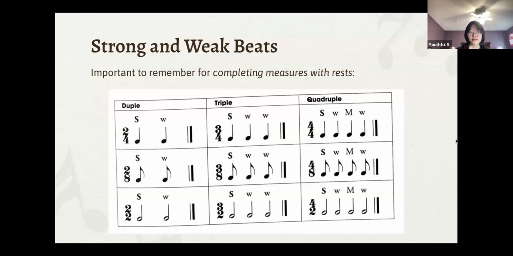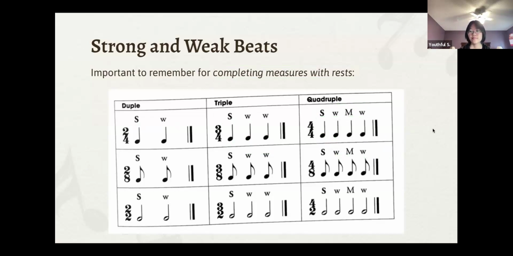Okay. So for now, just remember strong, weak, medium, weak, and strong, weak, strong, weak. That's all you need to know for now. And then next week we'll go into more detail about some compound time signatures and completing measures with rests.